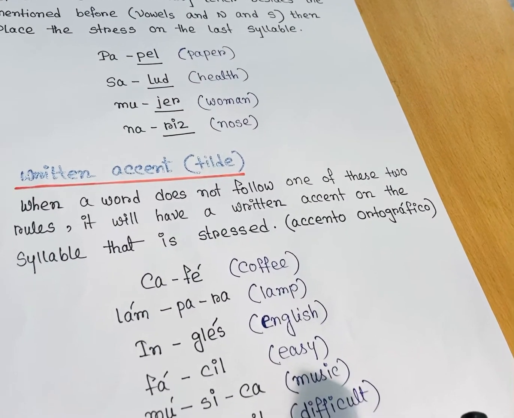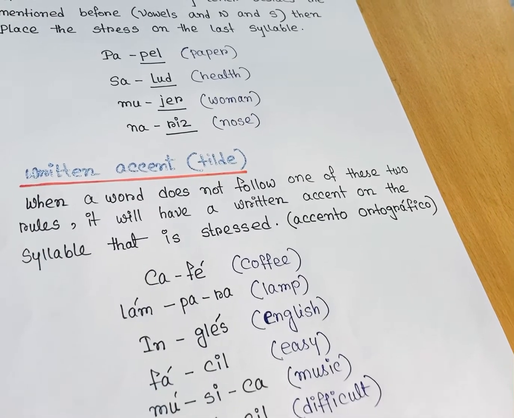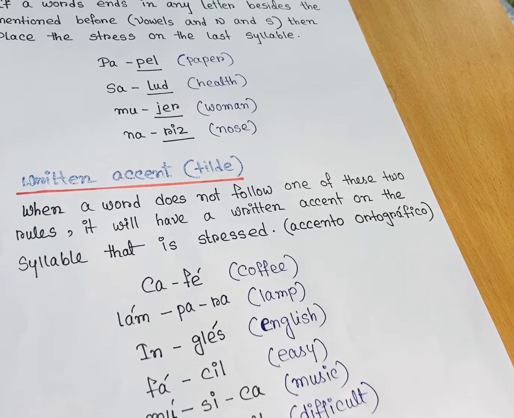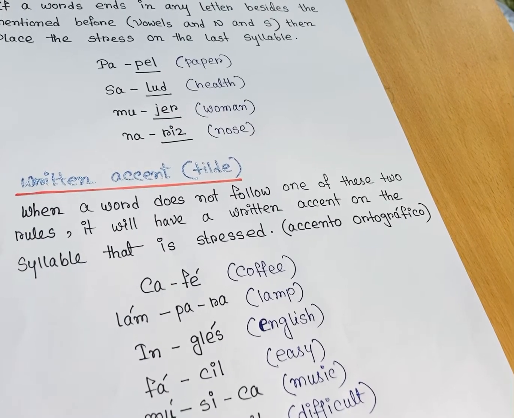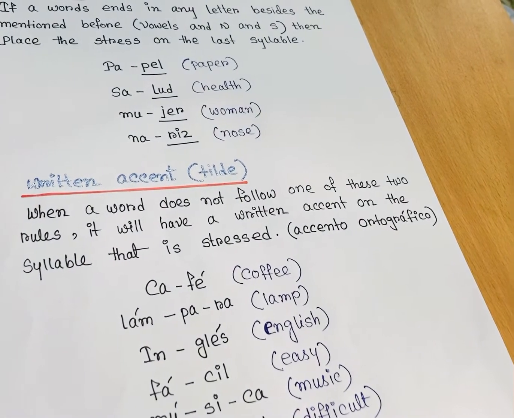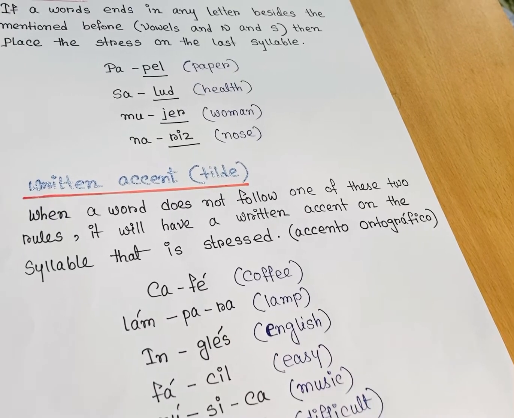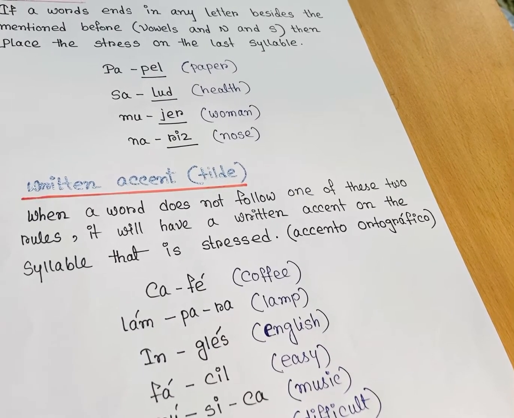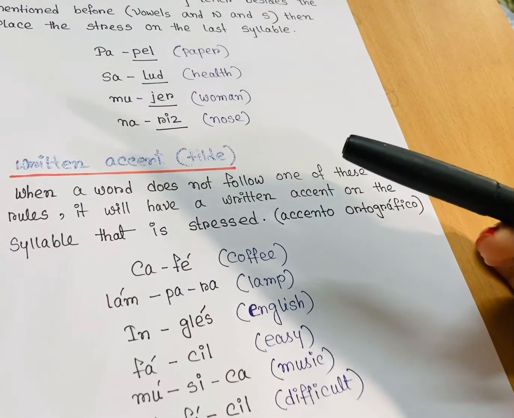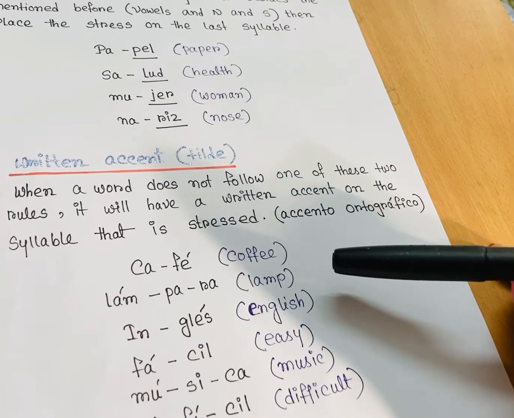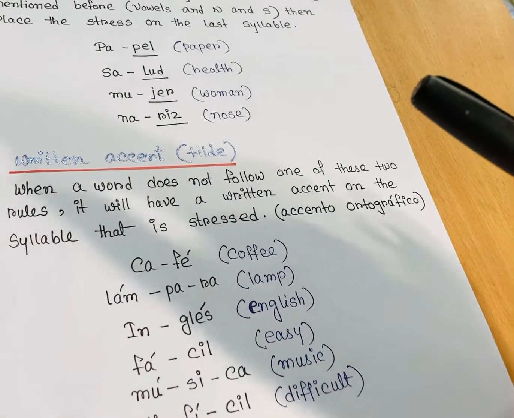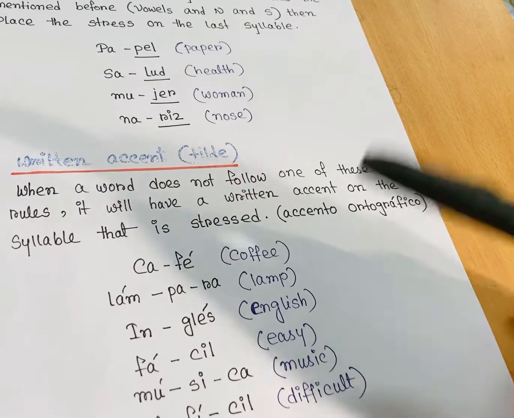Now, coming to the written accent or tilde. When a word does not follow one of these two rules, it will have a written accent on the syllable that is stressed. And in Spanish, that is called acento ortográfico. For example, café, lámpara, inglés, fácil, música, difícil.